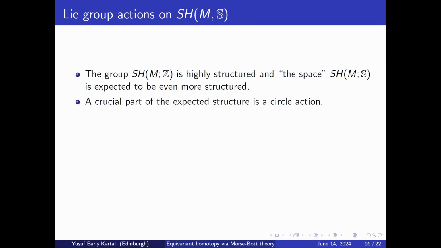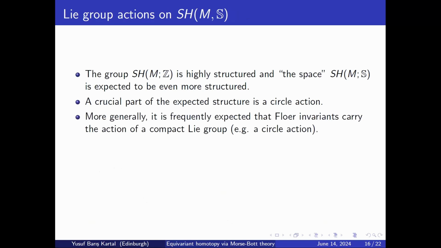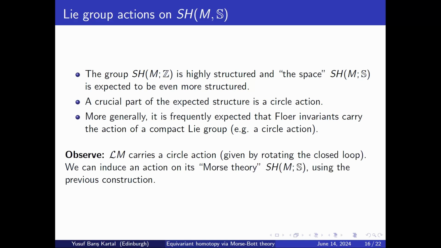And the crucial part of the expected structure is a circle action. More generally, I would say more about this maybe, but a frequent expectation is that Floer invariants carry actions with compact loops. So you can observe that the free loop space carries a circle action, and you can actually induce an action with Morse theory using the previous construction. I'm being very sloppy here, but it's good enough for now.